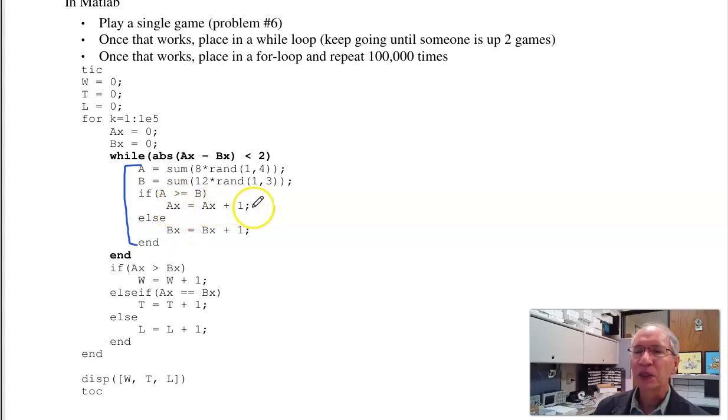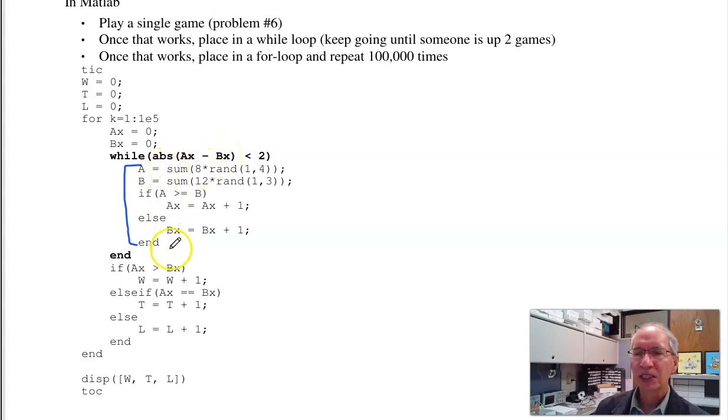How many games has A won? How many games has B won? Keep on going until the difference is 2 or more. That's a while loop. So if A wins, then B wins, A wins, then B wins, I'm back where I started. Keep on going until I'm either up 2 games or down 2 games.